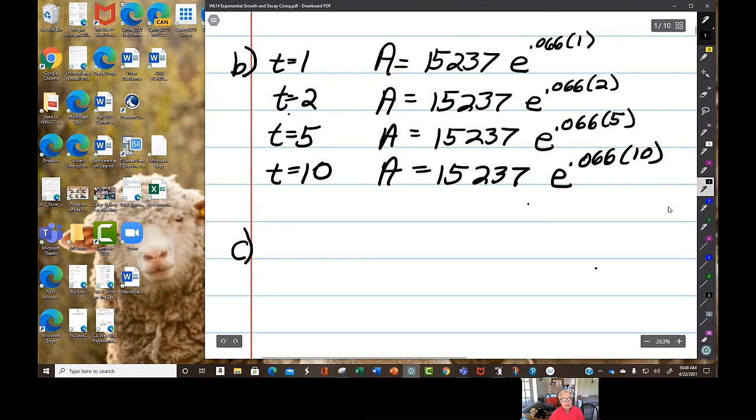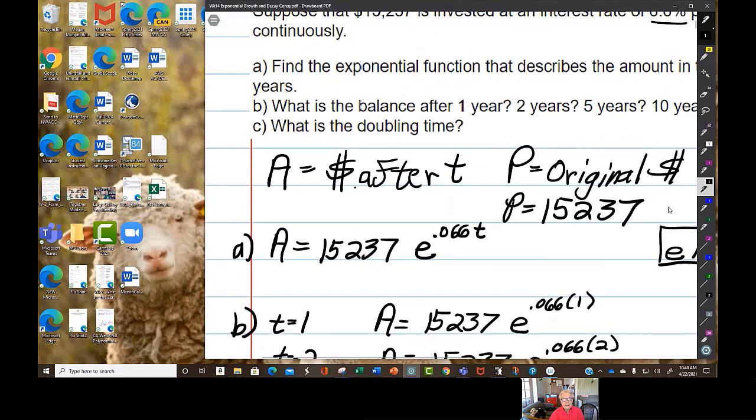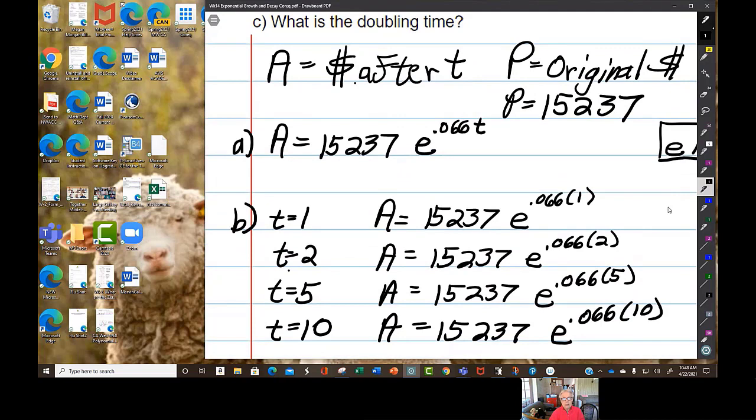C is something you have not encountered before unless you went to a really good high school. And that is doubling time. Doubling time. Very important in finances. If you're a business major, get used to the term doubling time. If you work at a bank, doubling time is important. Doubling time is how long does it take your money to double from the amount you put in the beginning?